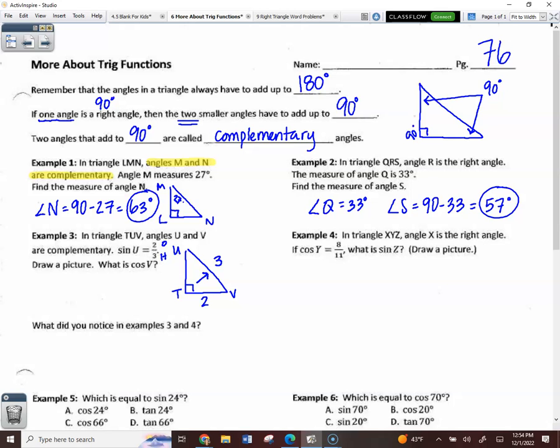Now the next question says, so what's cosine of V? So it would be 2 over 3. Cosine is adjacent over hypotenuse, and it would be 2 over 3. I want you to do example 4.